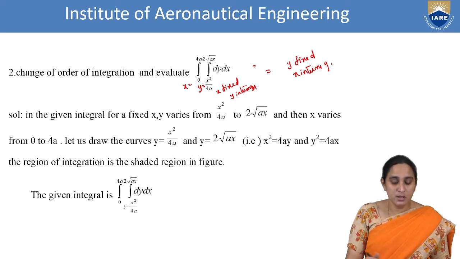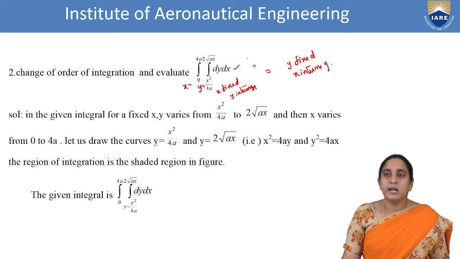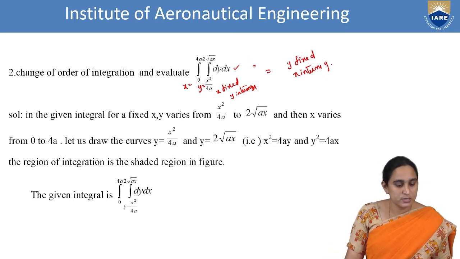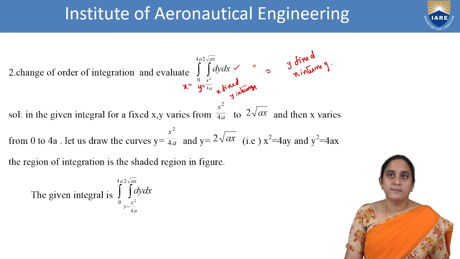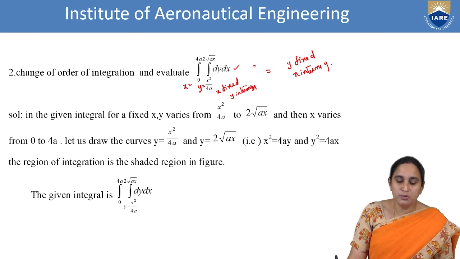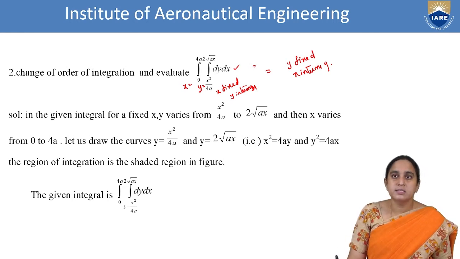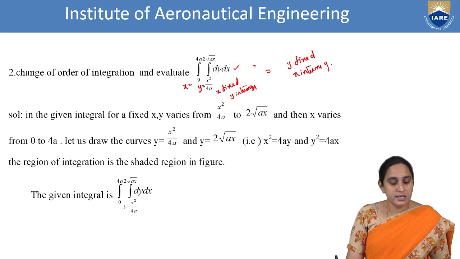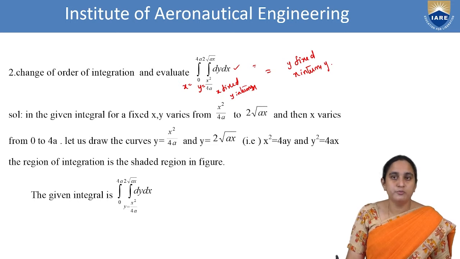That's the concept. Now I'll convert that as y fixed and x in terms of y by using the given conditions in the question. In the given integral, for a fixed x, y varies from what? Y limit points are x square by 4a to 2 root ax. And then x varies from what? X limit points are 0 to 4a.